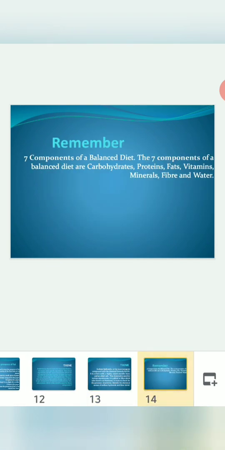You need to remember again here 7 components of a balanced diet. The 7 components of a balanced diet are carbohydrates, proteins, fats, vitamins, minerals, fiber, and water.